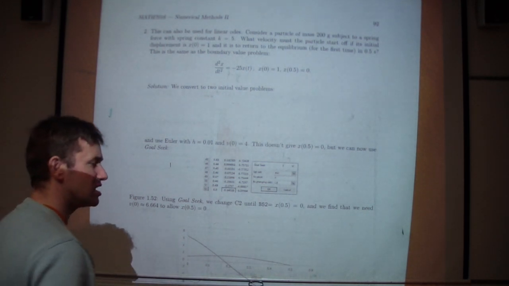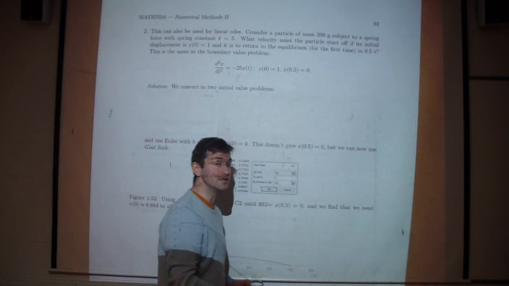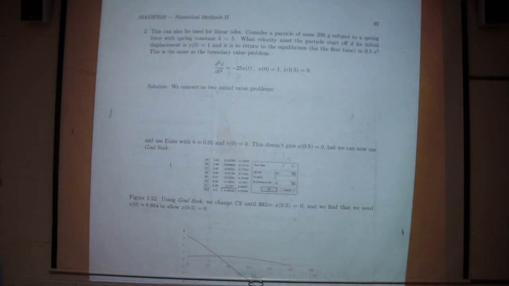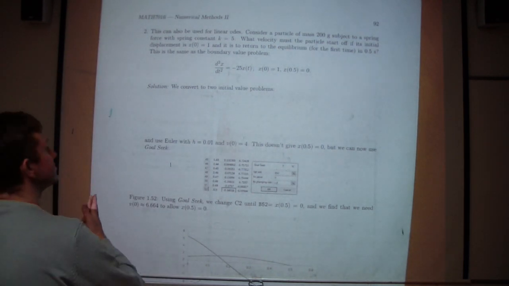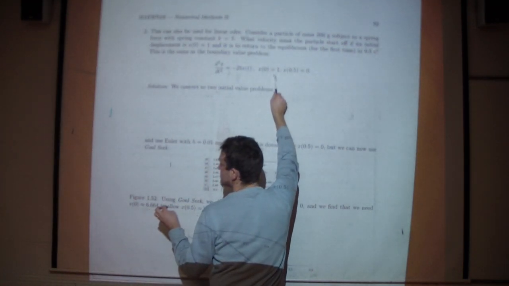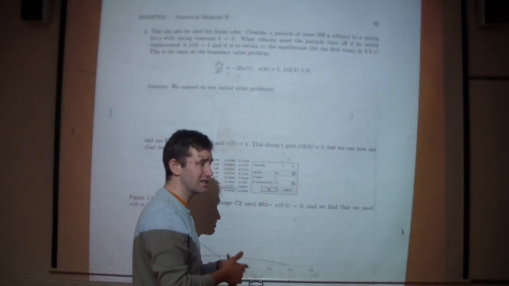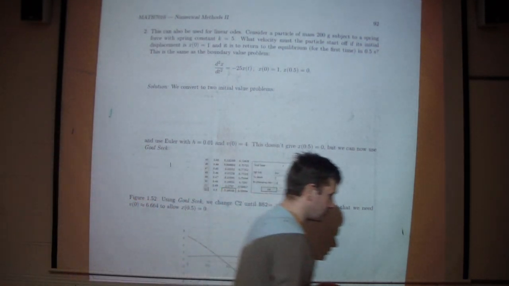This is a slightly different design problem, which is where we saw goal seek initially. It's saying what velocity must the particle start off with if the spring is to close to equilibrium in 0.5 seconds. So this is a design problem. It's saying, okay, I have a spring. I need it to close in half a second from an initial displacement of 1. I need it to go to 0 in half a second. What is the initial velocity? So yeah, it's a design problem. So off we go again.